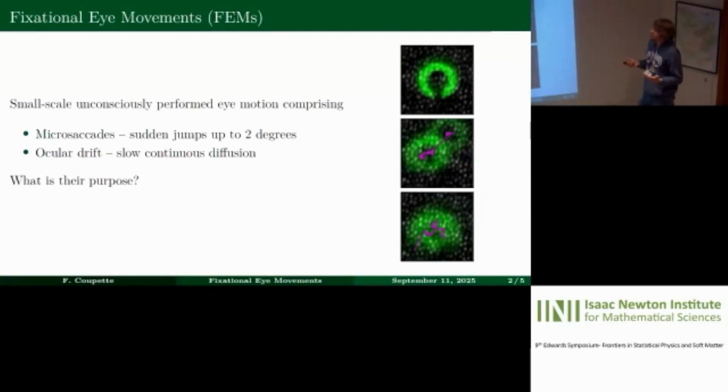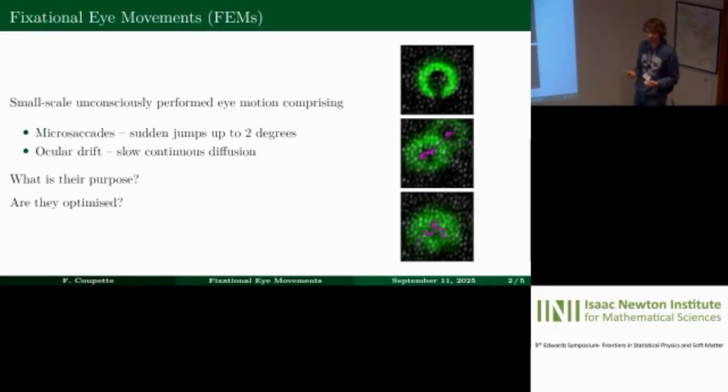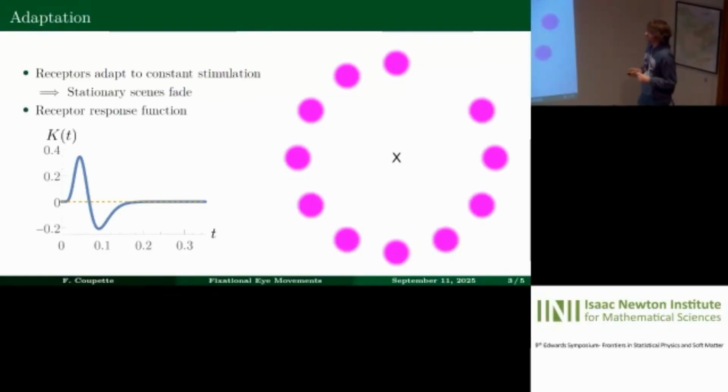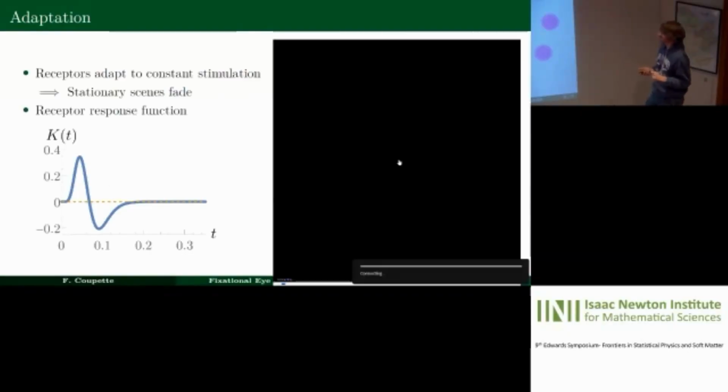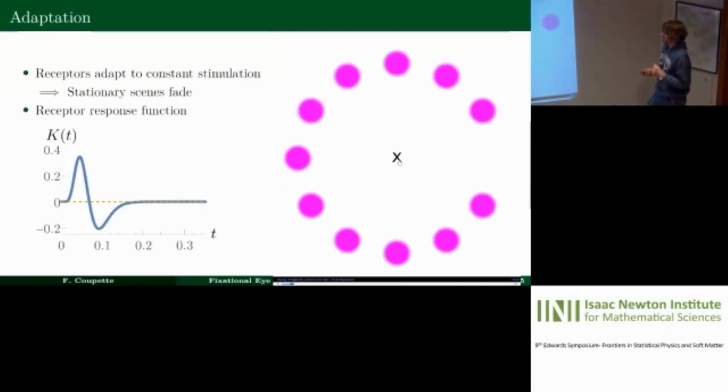So the drift in that case is actually more like a diffusion kind of thing. And our question here, simply put, is what is their purpose? And in a broader sense, are they optimized? And if they are optimized, what are they actually optimized for? So what are they good for is in principle the question. And one ingredient that comes into play, and I kindly asked you to play this video. Let's see if that works. So if you could focus on that axe for a second.